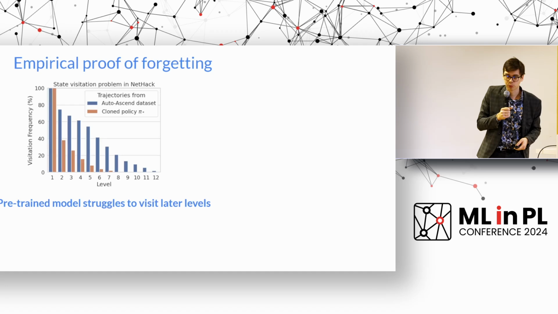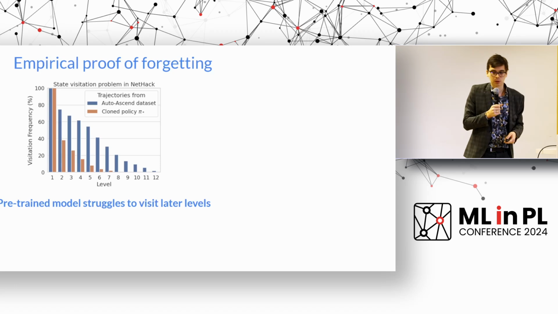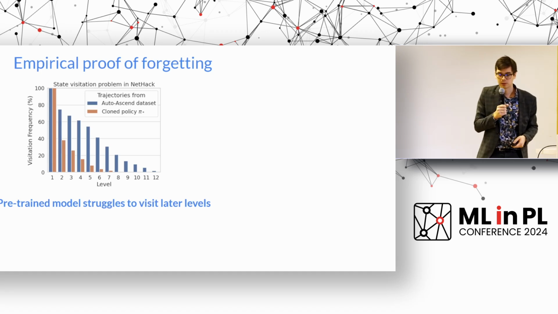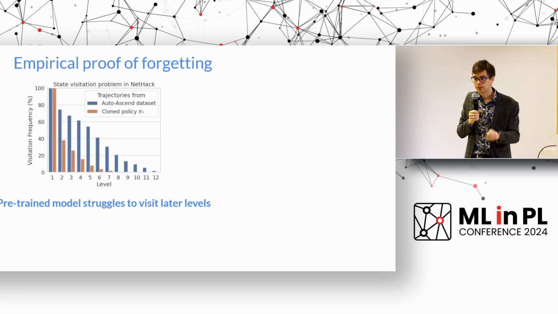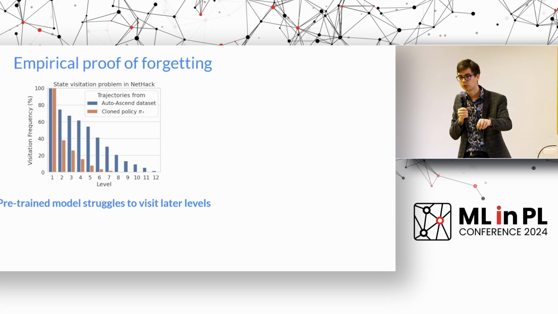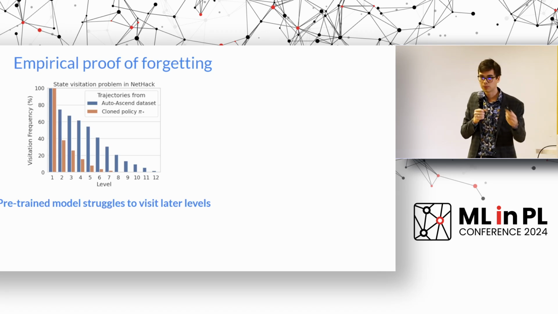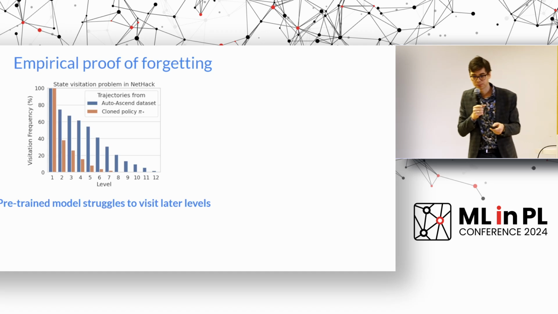And here's an empirical proof of what I just said. So here we test this hypothesis on this challenging NetHack game. We see basically the same plot as before, but now we have more levels. And as you can see, our pre-trained model, the orange bars, sees the later levels much less often than how often those levels were present in the data set, which is represented by the blue bars, right? So for example, for the 6th level, we don't see it very often when we run the pre-trained policy, but we see it very often in our data set.